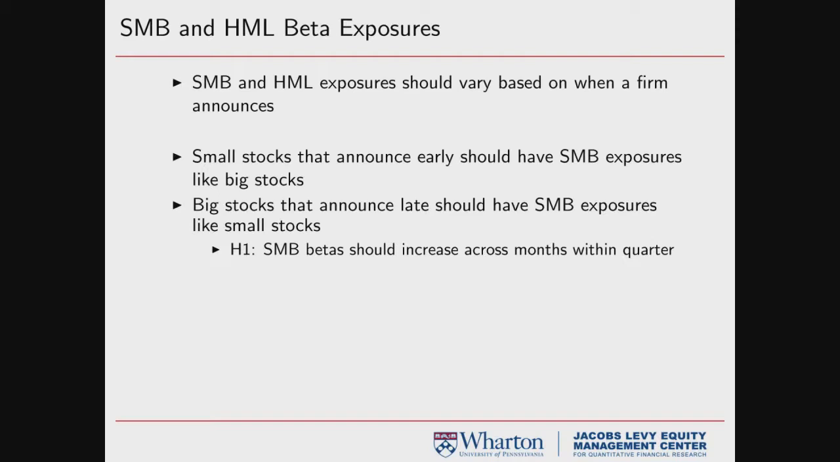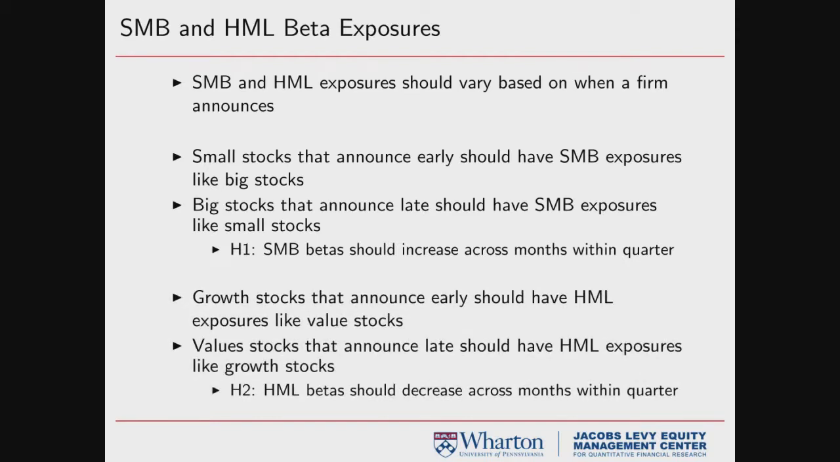The idea here is that since big firms announce before small firms, if a small firm announces early, like when big firms announce, it should have an SMB exposure like big firms. It should behave like a big firm. Similarly, a big stock that announces late should have an SMB exposure like a small firm. It should behave like a small firm. So this gives us our first hypothesis: SMB betas should increase across months within a quarter. Month 1 announcers should have lower SMB betas than month 3 announcers.